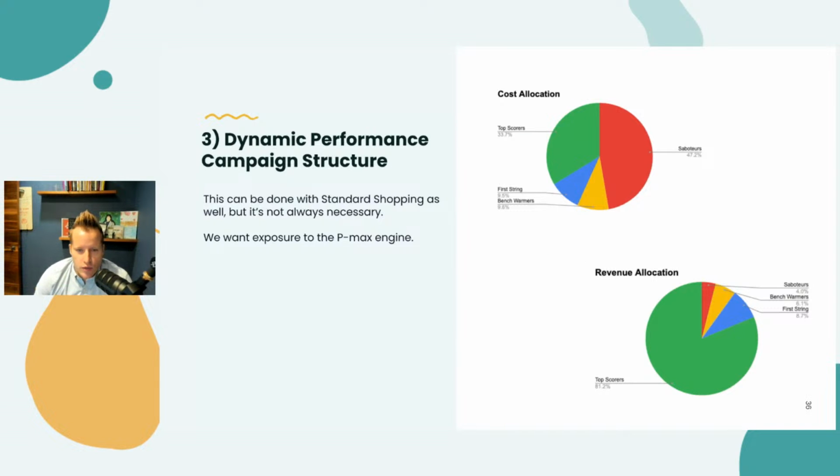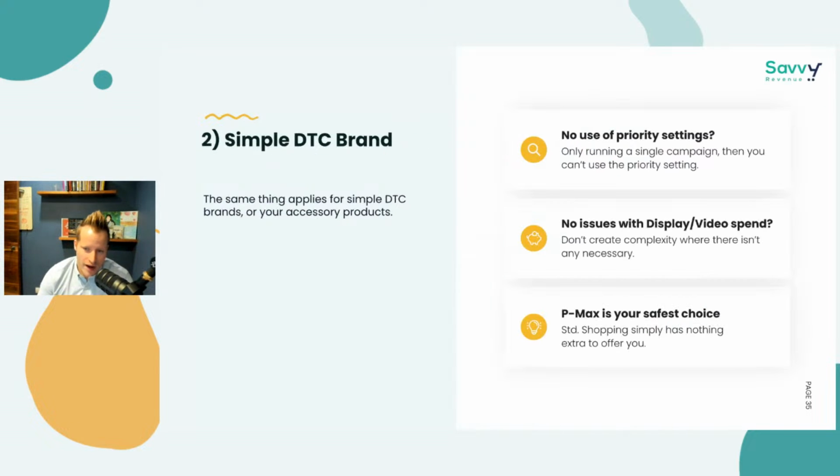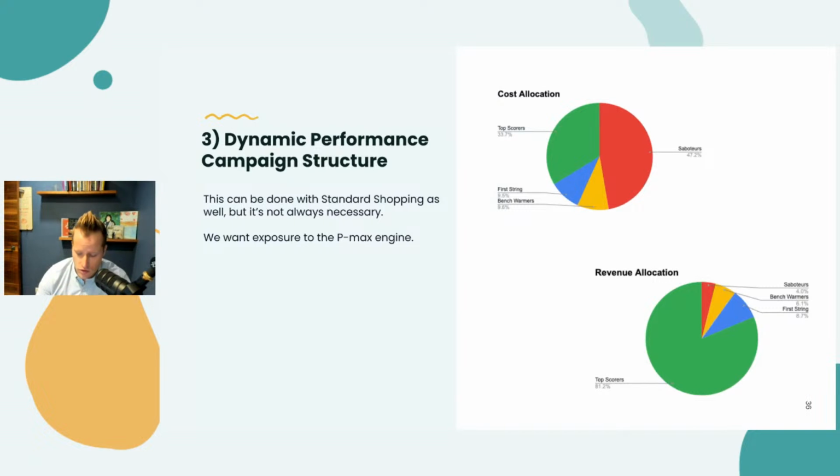Then the next thing is, again, we go back to dynamic performance campaign structure, where we have these bestsellers and all this stuff. This can be done with standard shopping well, but again, it's not always necessary. If you haven't seen any issues with display video spend, and we're not using the priority setting, which we don't do with dynamic campaign structure most of the time, then this is also an option. The whole idea with the dynamic performance structure is, if we look at the charts, bestsellers or top scores in this case account for 80% of the revenue but only 30% of the spend, where low ROAS products, or saboteurs, account for 47% of the spend and only 4% of the revenue.